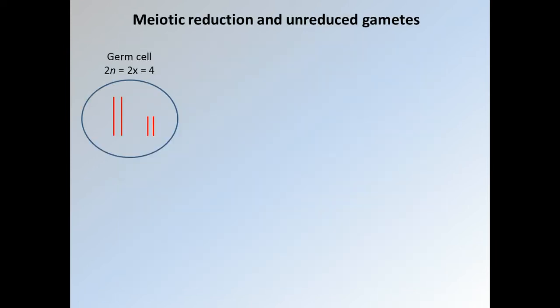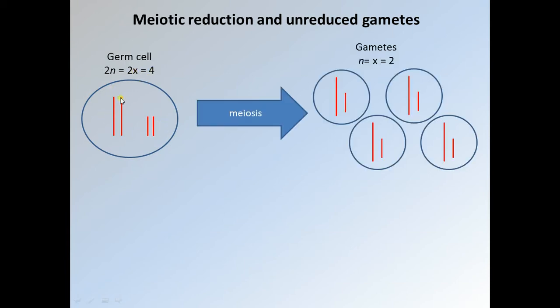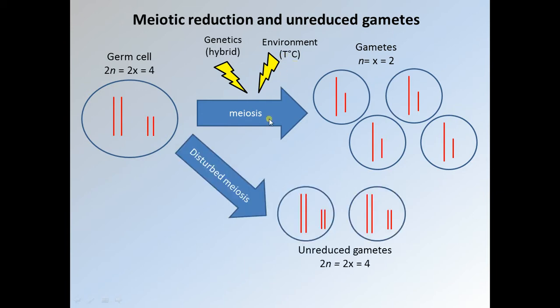Okay, but sometimes things don't work that well. For example, let's take here a germ cell, so diploid 2x with 2 different chromosomes, which makes 4 chromosomes total. Meiosis normally should lead to n equal x equal 2, so 4 haploid cells. But sometimes meiosis doesn't work well, either through genetic factors like hybridization, we'll talk about it later, or also environmental factors like temperature influencing meiosis. And what does it mean that meiosis doesn't work?